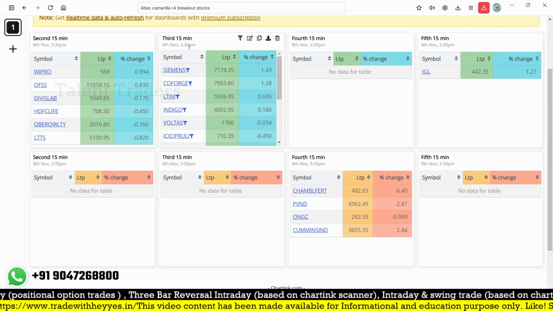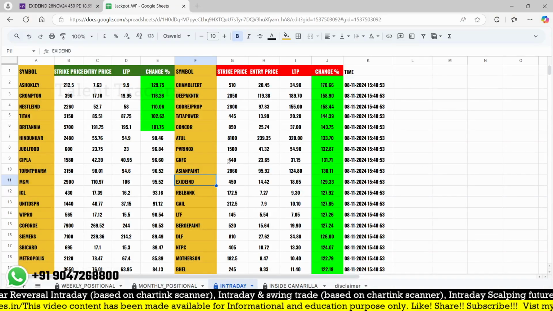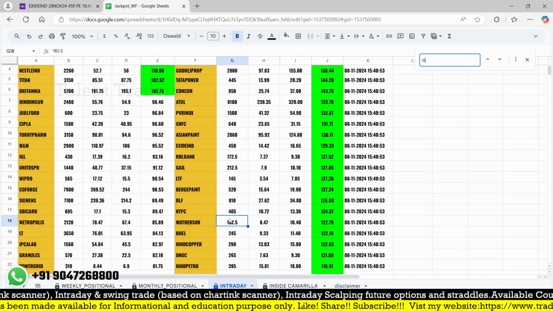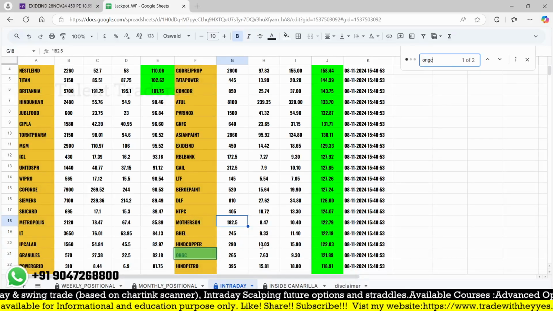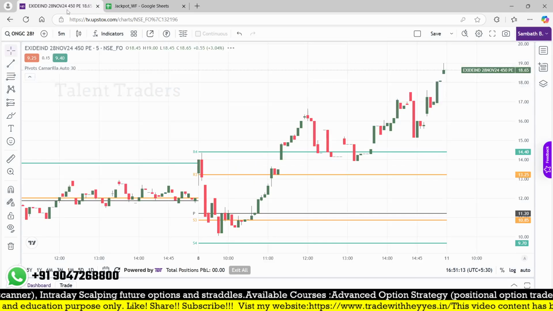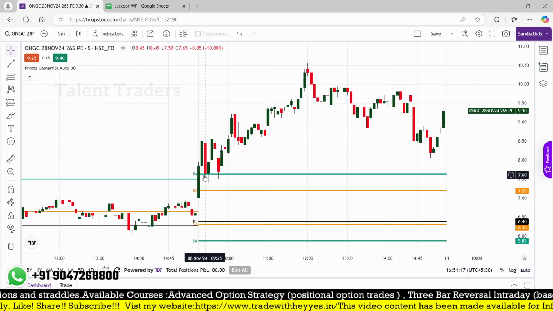Let me check ONGC. Is there any? If I just came to the market after 9:30, 9:45, I will be using ONGC. It will be there in the list. ONGC. Yes, there is the 265 put option. Let me check the ONGC 265 put option where it has given the breakout in the first candle. So we should simply ignore.